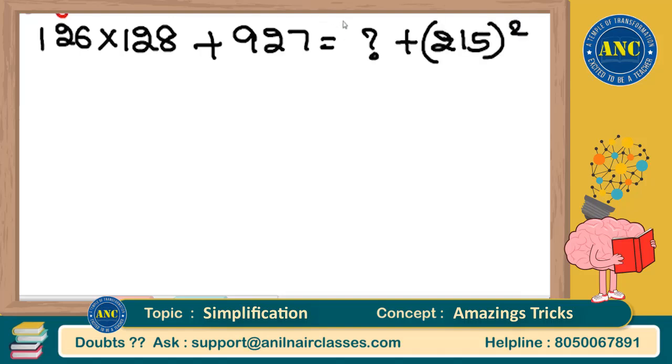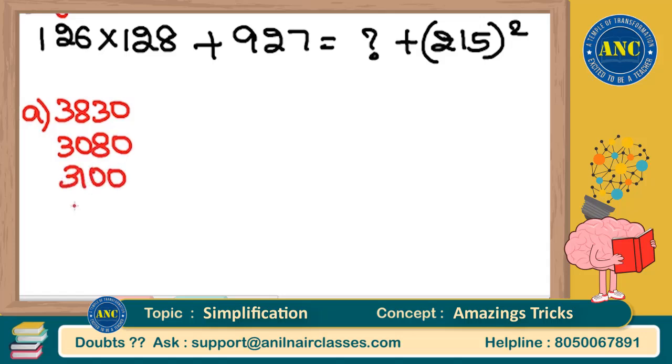215 whole square. Now the answer options are: 3830. Second option is 3080. Third option is 3100. Fourth is 5000. Fifth is none of these. Listen to method 2 of solving this question, sir.